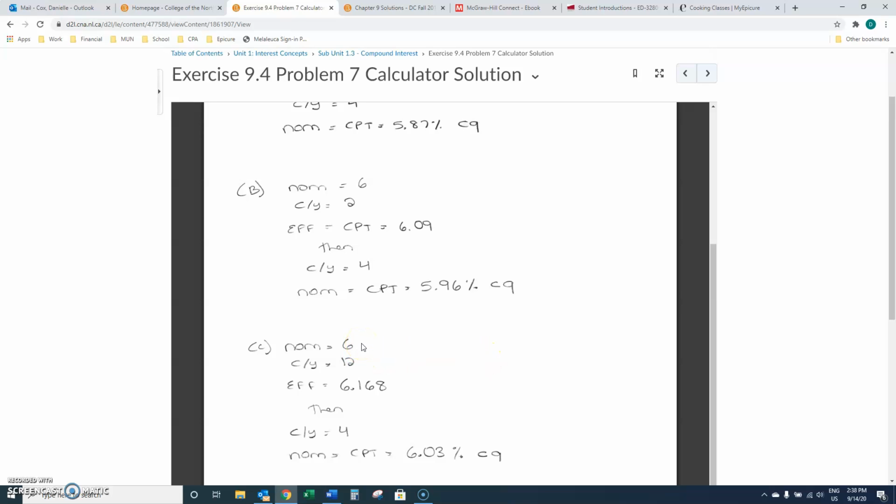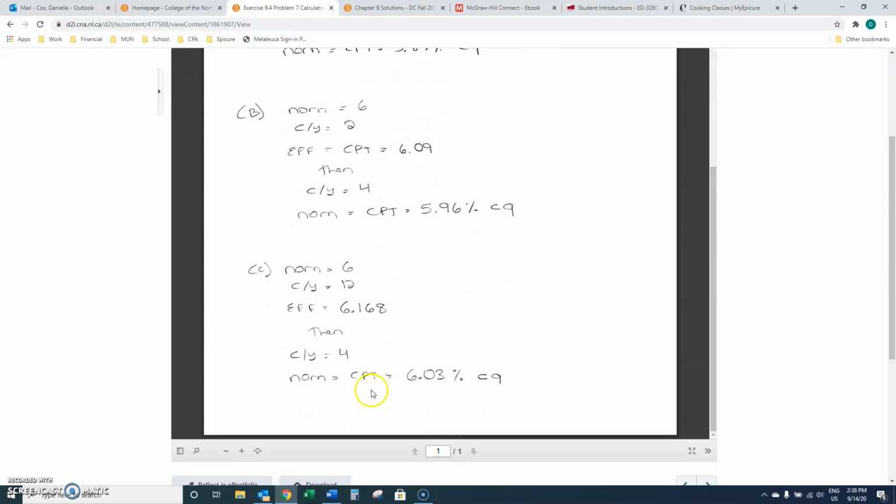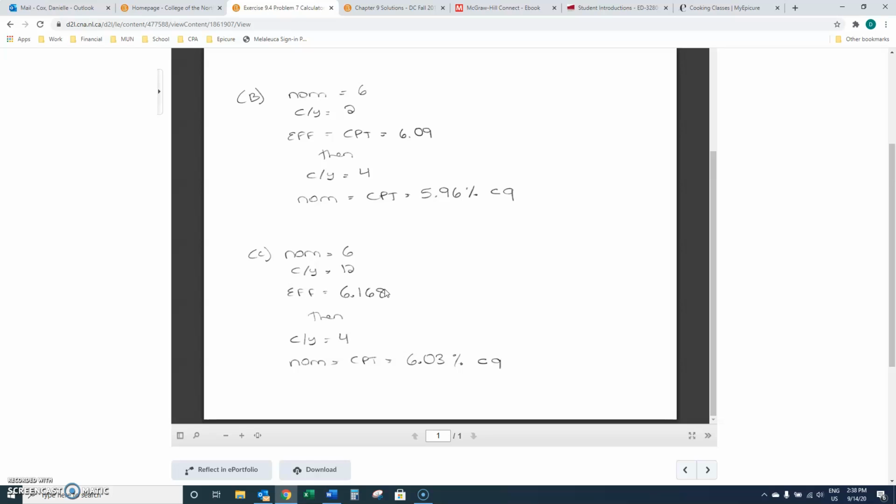And then in part C, we have monthly compounding. So the nominal rate is 6%, monthly compounding, so compounding per year is 12. We compute the effective rate, and then given that effective rate, we convert it back to 4 compoundings per year, quarterly, to get our new nominal rate. So again, that 6% compounded monthly is equivalent to 6.03% compounded quarterly.